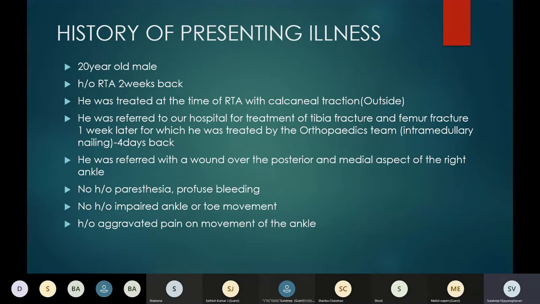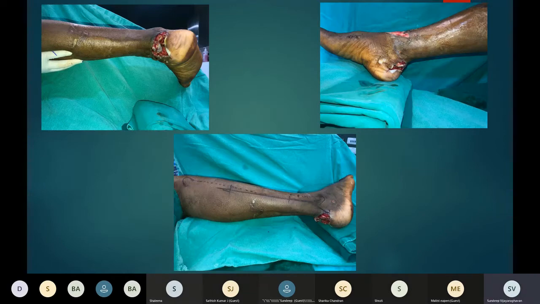He doesn't give any history of paresthesia, any history of profuse bleeding, or impaired ankle or toe movements. He gives a history of aggravated pain on attempted movement of the ankle. This is the defect that we could see 2 weeks after the injury, for which the patient was referred to us. So the patient had a defect on the posterior and medial aspect of the right ankle, the examination of which I'll be talking about later.